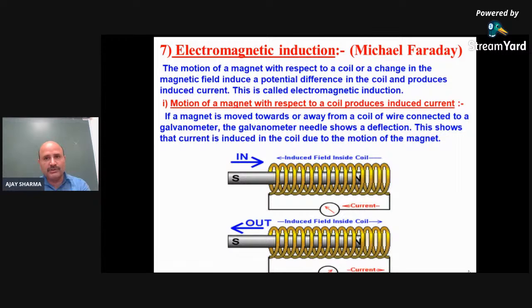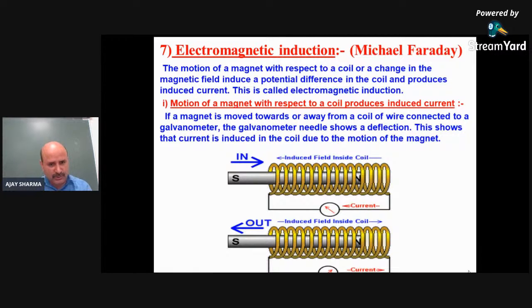So this is the concept which Michael Faraday gave, that if you just change the magnetic field associated with the coil, you can produce current. So in the second diagram, you can see very clearly, I am taking a bar magnet away from the coil. Now what is happening here? I am decreasing the magnetic field associated with the coil. The coil is not attached to any battery or cell. What I am doing is just moving a bar magnet away.